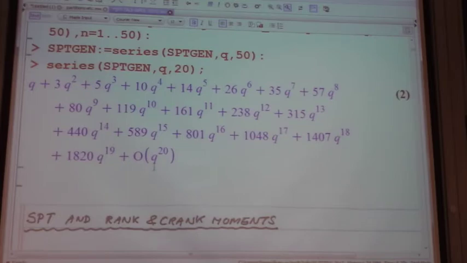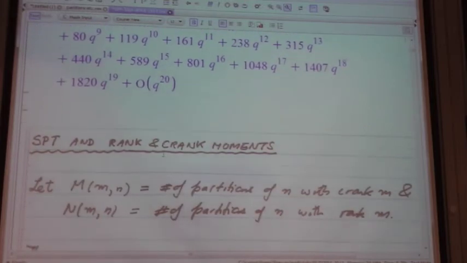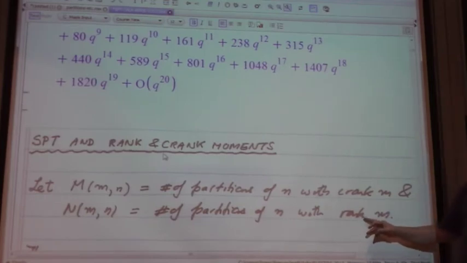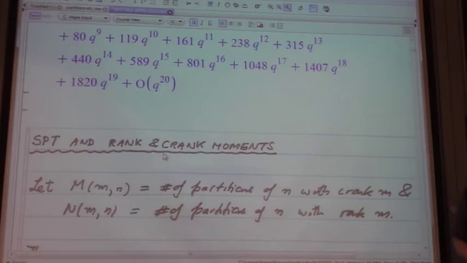Oh, I forgot. The next thing is SPT, rank, and crank moments. So have you ever had a rank moment? Or even a crank moment. So, as you've seen before, this big N counts the number of partitions of n with rank, and there's something else called the crank, which I wish I had time to explain, but it's like the rank. The rank explains the congruences mod 5 and 7. The crank also does mod 5, 7, 11 of the Ramanujan congruences. That's another talk in itself.